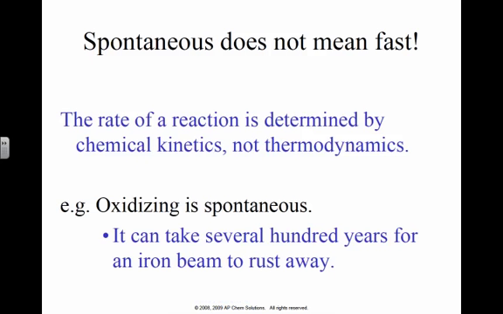Now, remember, spontaneous does not mean that the reaction is fast. Okay? The rate of a reaction is dependent on chemical kinetics, not thermodynamics. Okay? If I throw a nail out in the backyard, it might take a month for it to rust, but it will spontaneously rust.